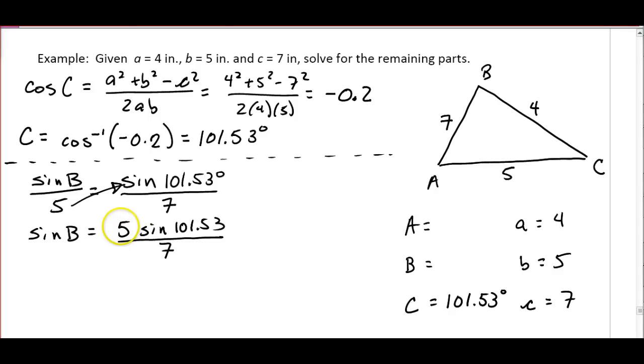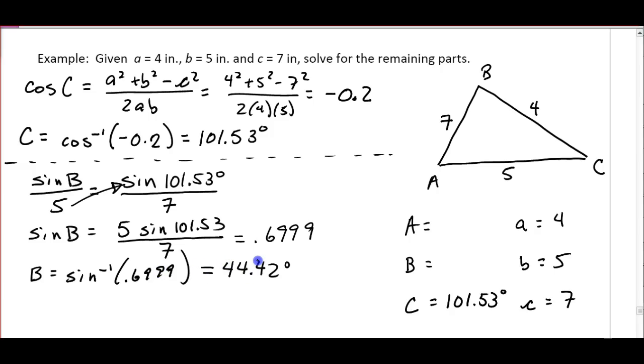And this is more important even when you're plugging it into your calculator, so you don't take the sine of 101 times 5. You just want 5 times the sine of that angle. And that's going to give us about 0.6999. And then that's the sine of B, but we want angle B. So we have to take the sine inverse of that number, 0.6999. And that should give us about 44.42. So now we have that. So if you use the law of cosines to find angle B, make sure you got the same answer.